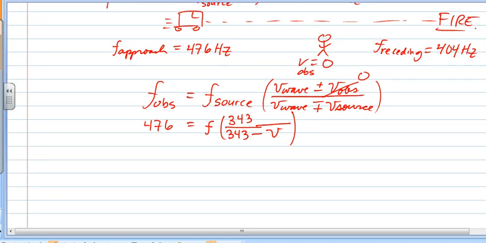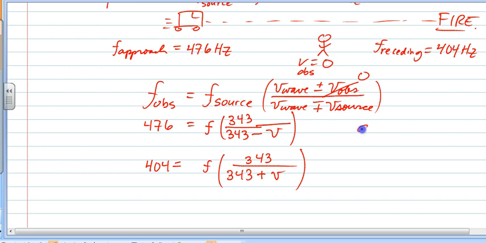Well, thankfully we also have a second frequency. When it recedes, it's 404, and this is the emitted frequency times V wave minus 0 over 343 plus V. Now, why did I use the plus sign? Well, if the fire truck is moving away, it's receding, and so you're going to hear a lower pitch. So the frequency should be less, and we use the bottom, or the plus sign.